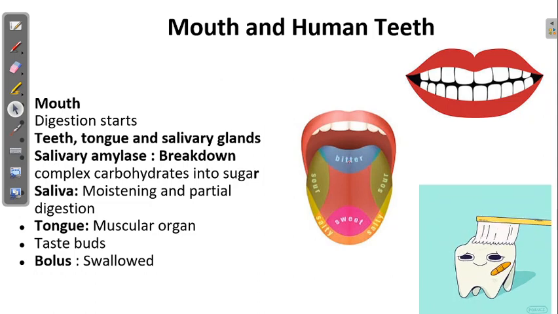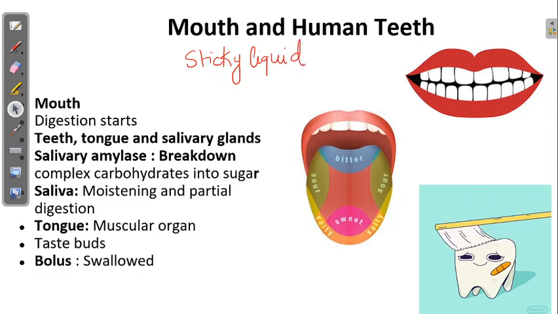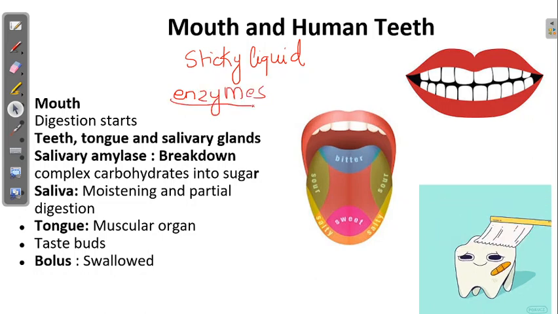Now we go to saliva or salivary glands. Saliva is a sticky liquid present in your mouth. This sticky liquid contains important enzymes. Enzymes are known as biological scissors.